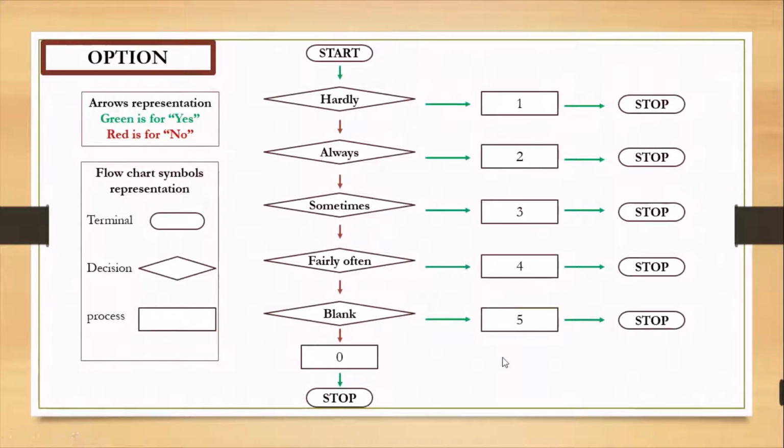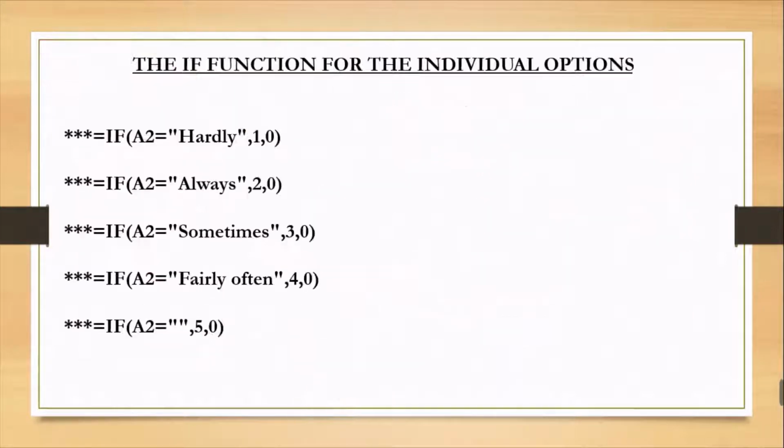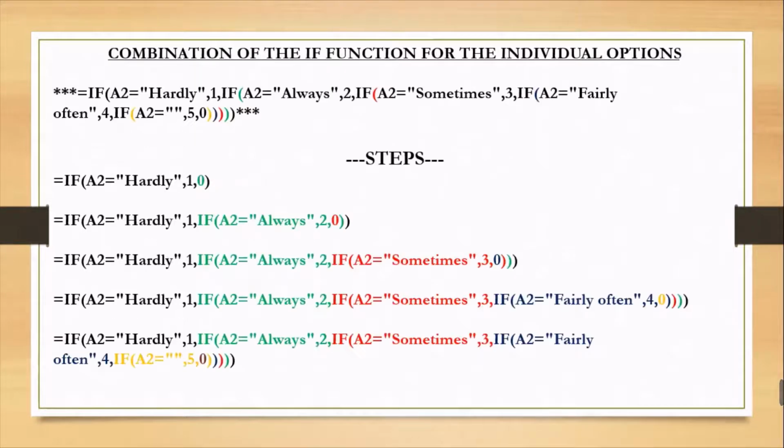I hope this diagram explains it a bit. Let's now look at the formula itself and how we added it together. Okay, so first of all, we are making an if function for all of them. You can see the individual if function for the options. You have if A2. So we're working with A2. Let's assume we're on Excel now. So we'll say if A2 is equals hardly, you should take 1 or put a 0. If A2 is equals always, you should take 2 and we'll put a 0. This applies to all of them. Then combining it is where the problem comes. This is where people have issues.